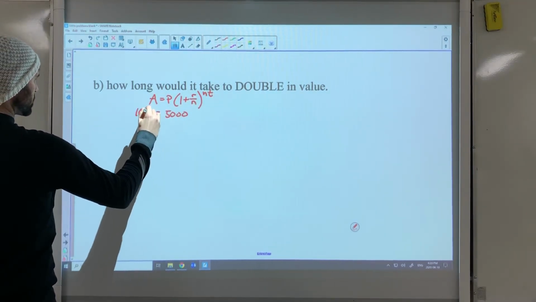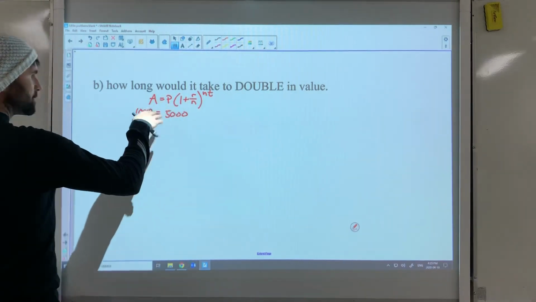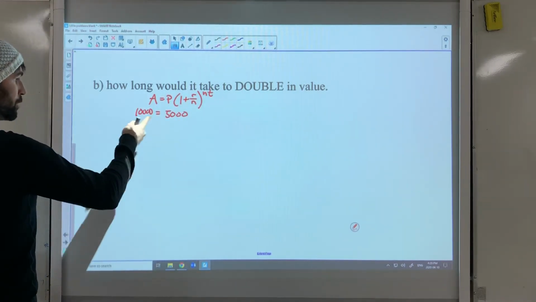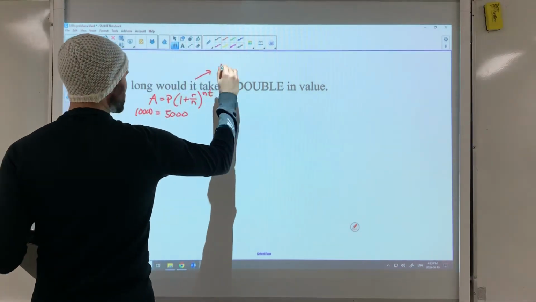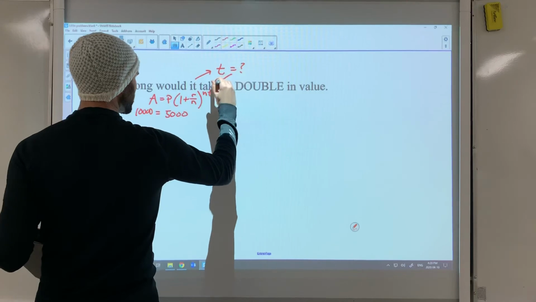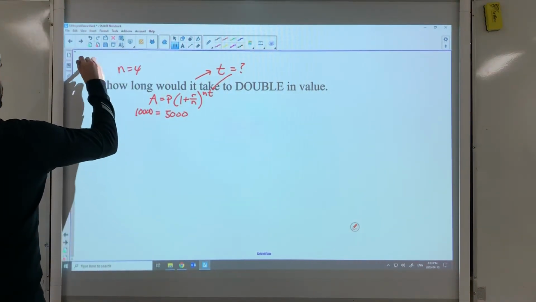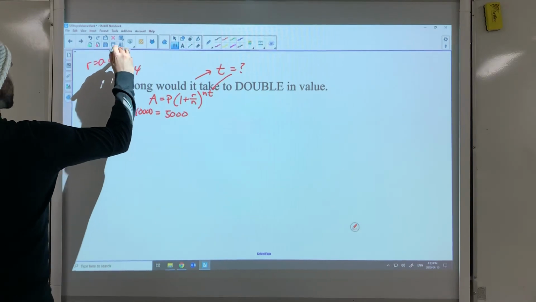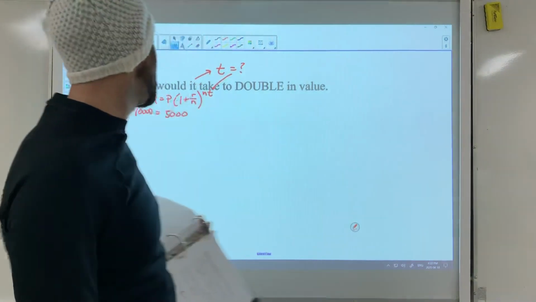So I'm going to just ignore all the other variables for a second. At some point, you're going to be dividing both sides by P, right? So it's saying how long will it take? So we're looking for t. Okay, so we're looking for the thing in the exponent. Now remember, we know n is 4, and we know what r is at 0.0575. So this is a question that we couldn't solve before because we didn't know our log laws yet.